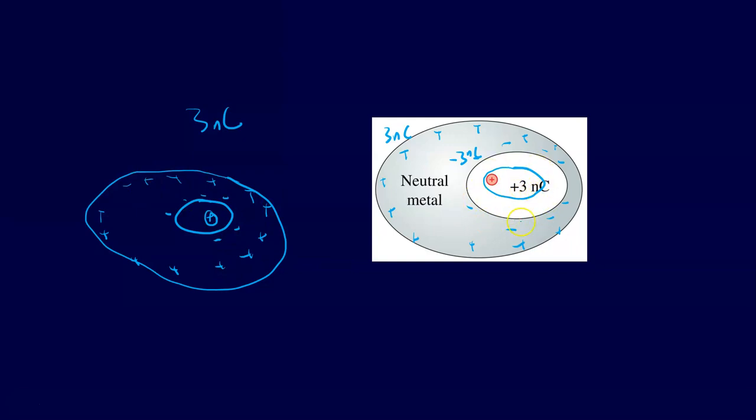So in a case like this, if there's this 3 there, then we know there has to be a negative 3 on the inside and a positive 3 on the outside.